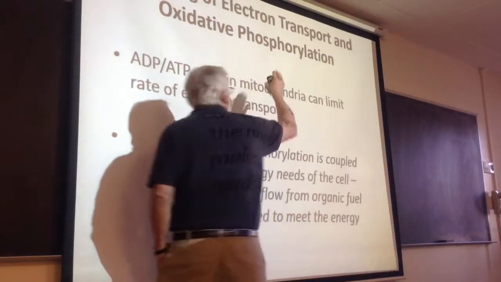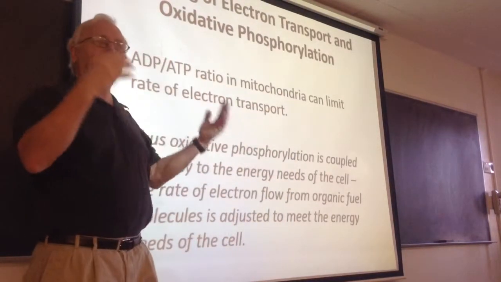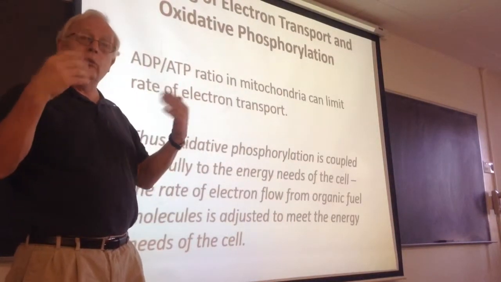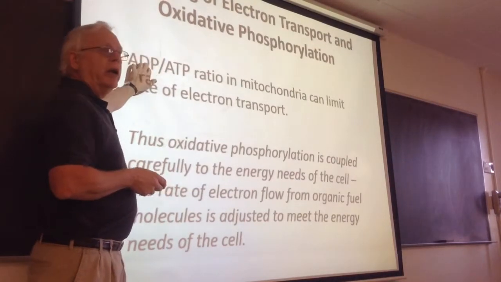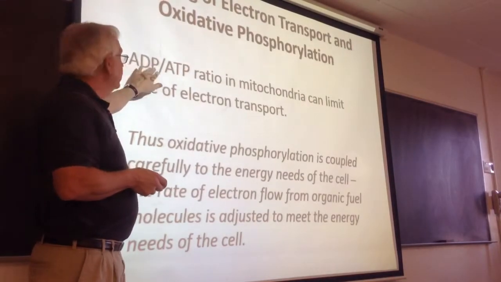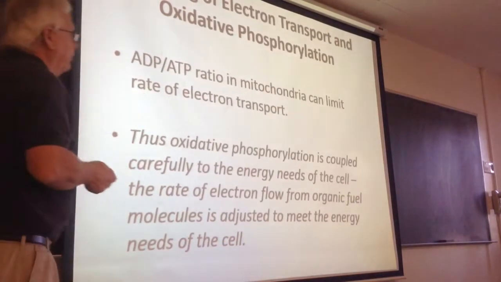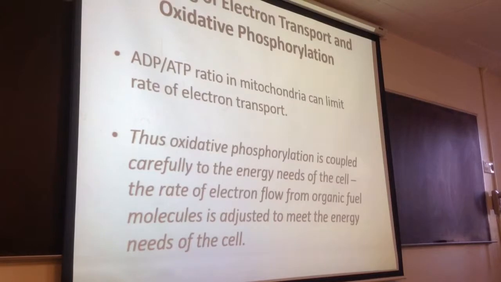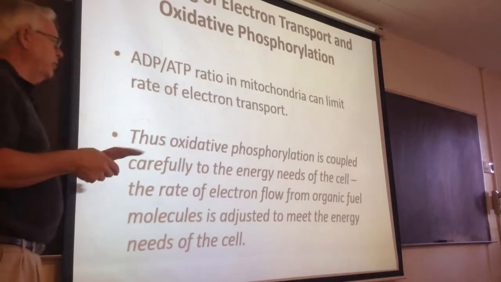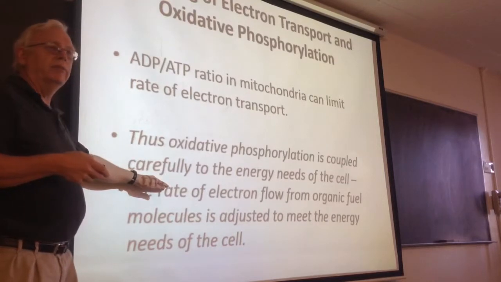the rate of electron transport. And electron transport to oxygen is what we think of as respiration. So the rate of respiration is kind of controlled by ADP availability. So this ADP-ATP ratio limits the rate of oxygen consumption in electron transport. This couples the ATP synthesis process directly to the energy needs of the cell.